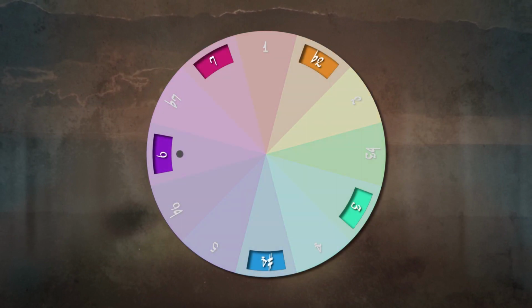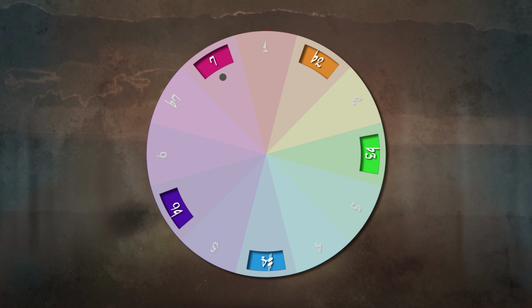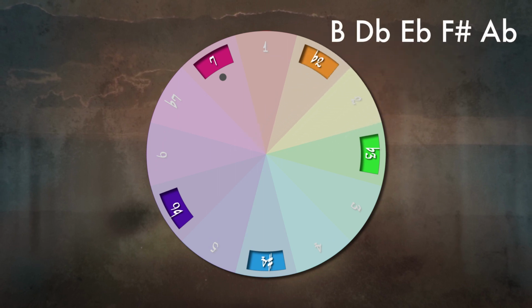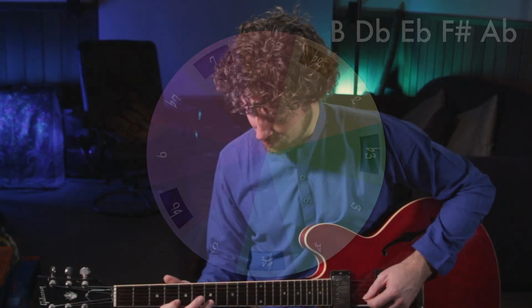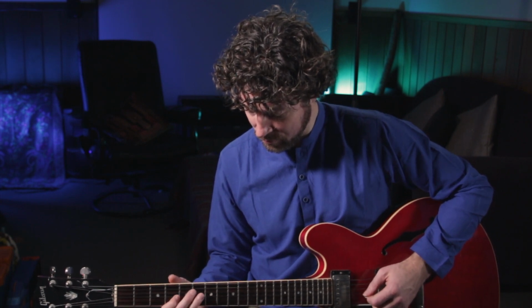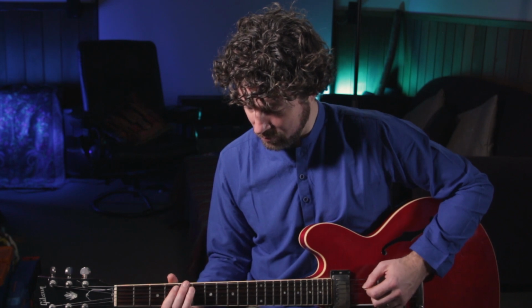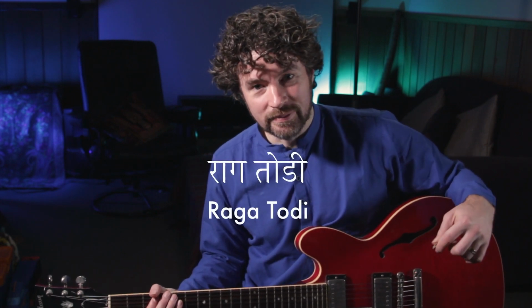The last place to shift the major pentatonic scale is to the B, so 1 semitone below the root note C, and you get this sound. Then land on the C and come back down using the C and the G. These are the notes of Rag Todi.